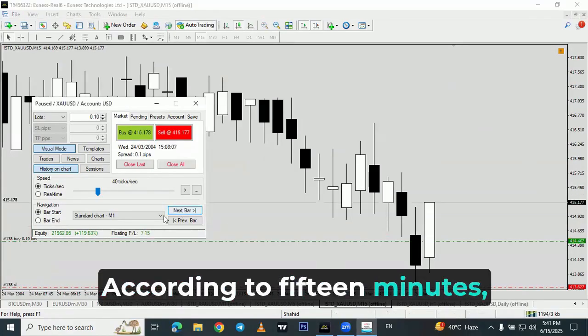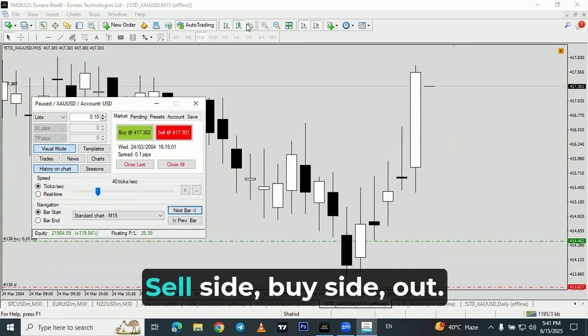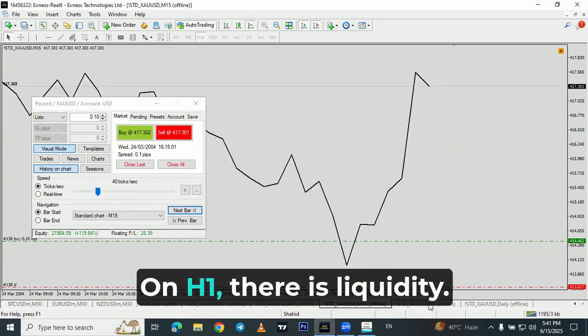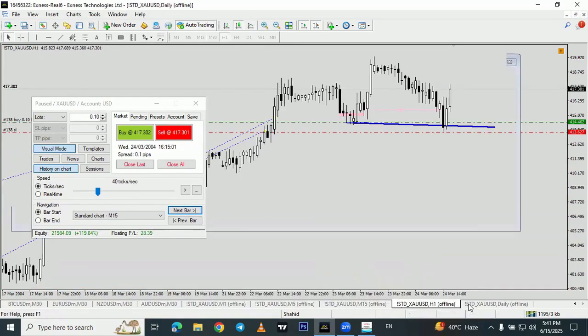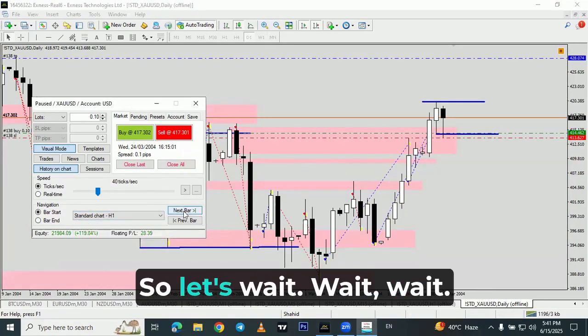According to 15 minutes, we will wait for its change. And on 15 minutes, see the structure change. Sell side, buy side, out. On H1, there is liquidity. It picked one of the previous ones. The session is also New York. So let's wait.